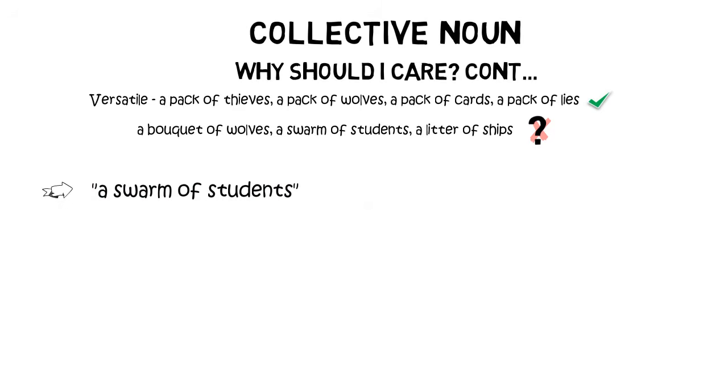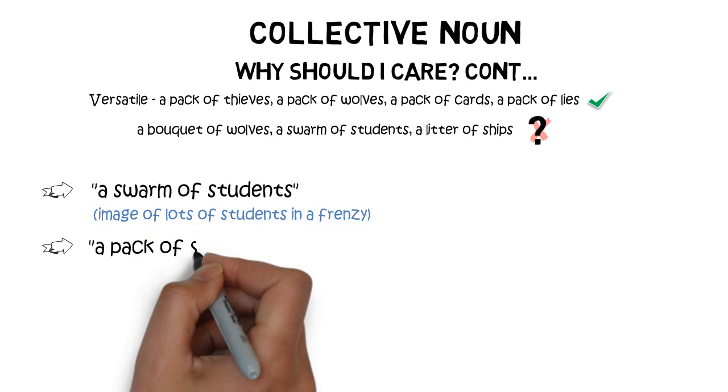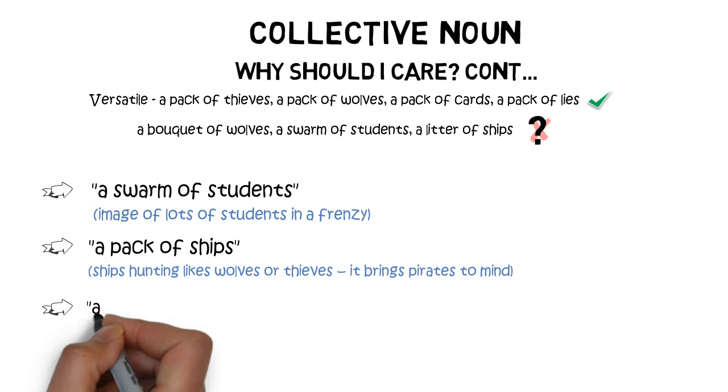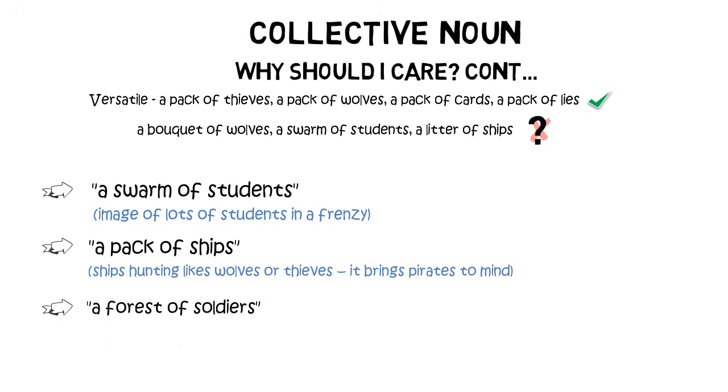A swarm of students. That conjures an image of lots of students in a frenzy. A pack of ships. Well, that conjures an image of ships hunting like wolves or thieves. It sort of brings pirates to mind. Or a forest of soldiers. That brings to mind thousands of stationary soldiers standing shoulder to shoulder.